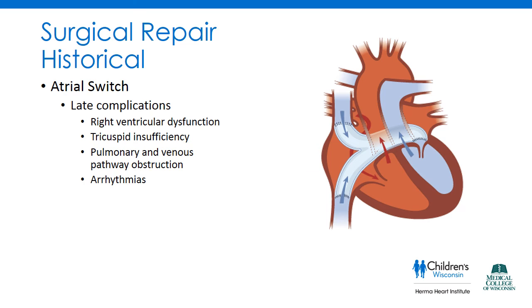Historically, what we did with these patients is we would baffle the blood flow from the SVC and IVC over to the left ventricle that then pumps it out to the pulmonary arteries. And we would baffle the pulmonary veins over to the right ventricle, so that oxygenated blood would then go out to the body. The problem with this is that it can cause right ventricular dysfunction because the right ventricle is not meant to be the main pumping chamber, so that can be a late complication. They can also develop arrhythmias because there's a lot of suture lines in their atrium, as well as these baffles can be obstructed over time.